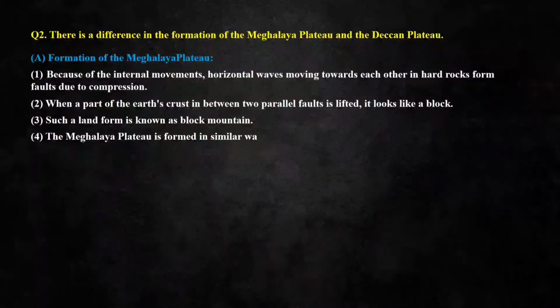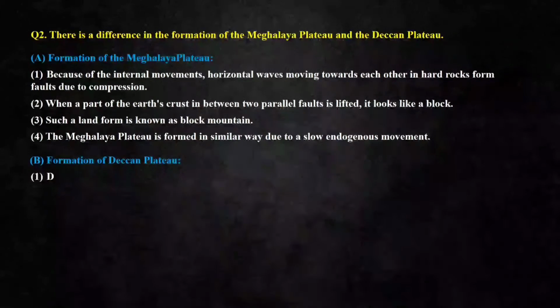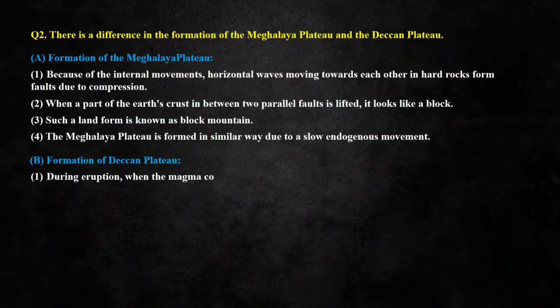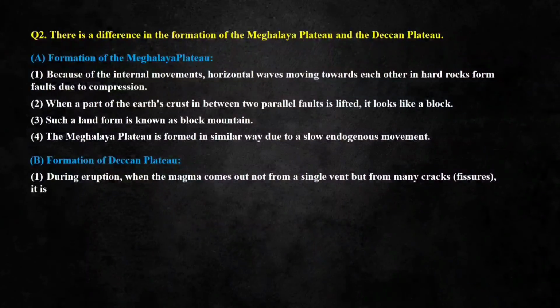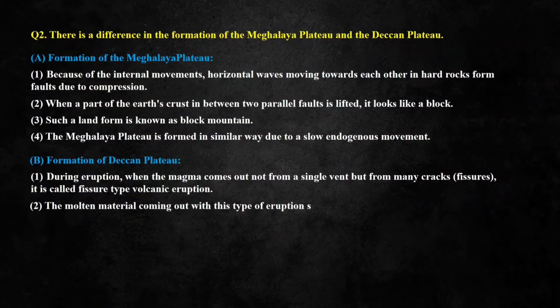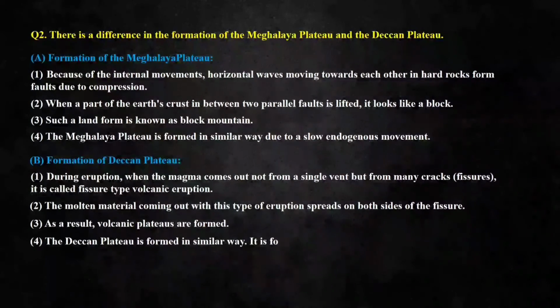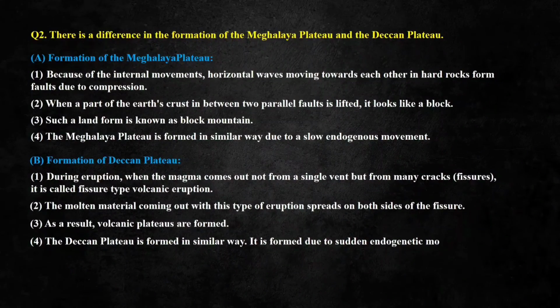The Meghalaya Plateau is formed in a similar way due to slow endogenous movement. Formation of Deccan Plateau. During eruption, when the magma comes out not from a single vent but from many cracks, it is called fissure type of volcanic eruption. The molten material coming out with this type of eruption spreads on both sides of the fissures. As a result, volcanic plateaus are formed. The Deccan Plateau is formed in a similar way.